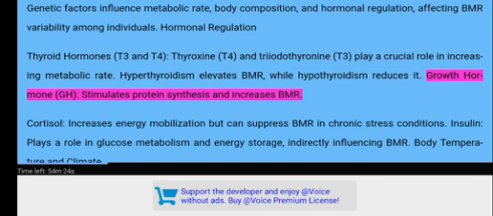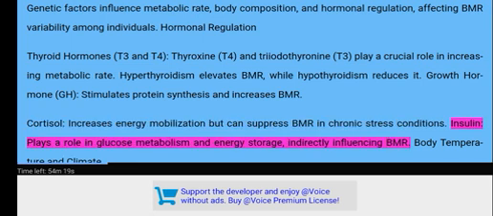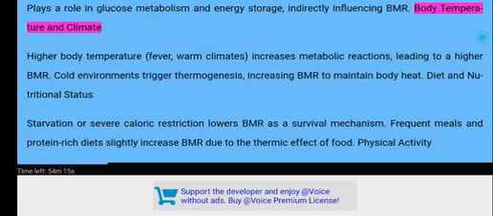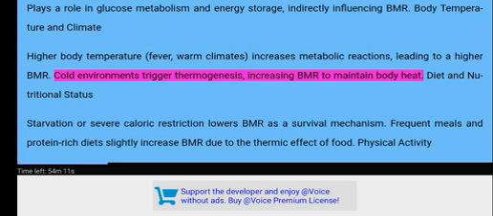Growth hormone, GH, stimulates protein synthesis and increases BMR. Cortisol increases energy mobilization that can suppress BMR in chronic stress conditions. Insulin plays a role in glucose metabolism and energy storage, indirectly influencing BMR. Body temperature and climate: higher body temperature, fever, and warm climates increase metabolic reactions, leading to a higher BMR. Cold environments trigger thermogenesis, increasing BMR to maintain body heat.